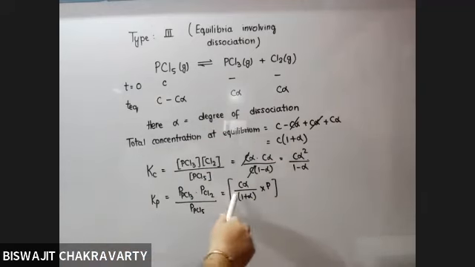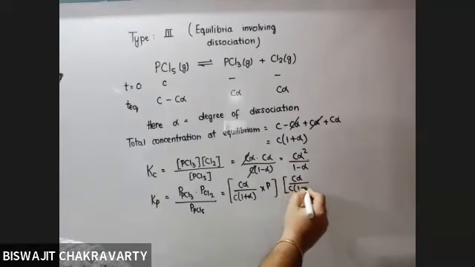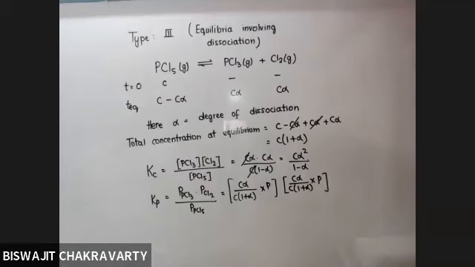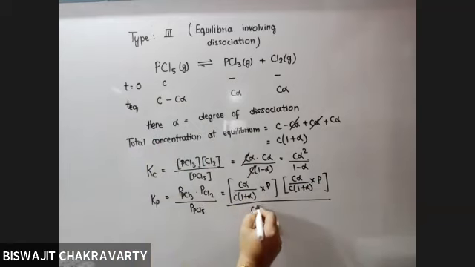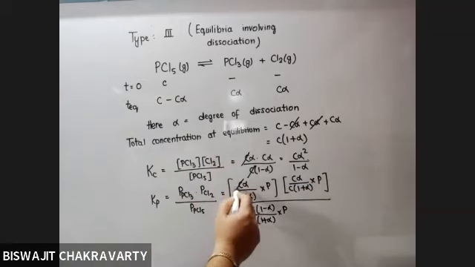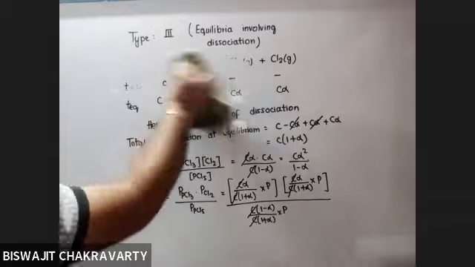Partial pressure of Cl2 will also be the same, C alpha divided by C into 1 plus alpha multiplied with total pressure, divided by partial pressure of PCl5. What will we write for that? C into 1 minus alpha by C into 1 plus alpha into total pressure. So in the whole expression your C does not remain, C will mutually get cancelled. The whole of C is going to get cancelled.